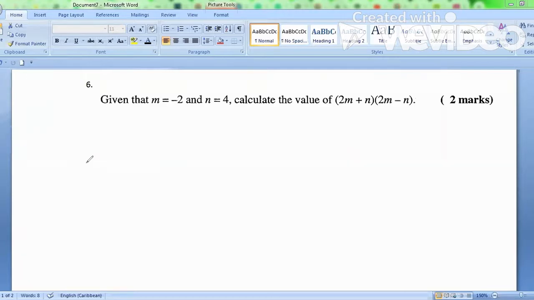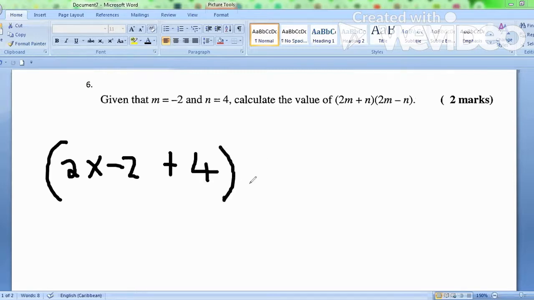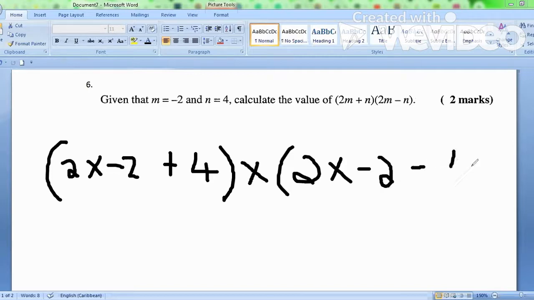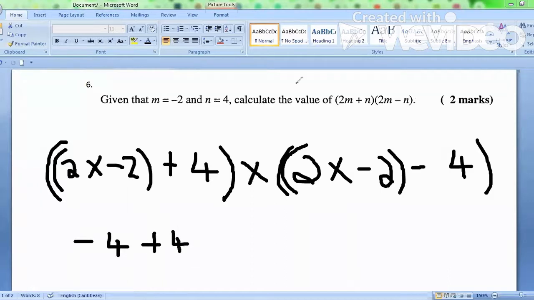All right, so let's look at the first bracket. We have 2 times -2 plus 4, multiplied by our next bracket, 2 times -2 subtract n, which is 4. So you see why brackets are important? You bracket those two here. So 2 times -2 is -4, plus 4 equals 0. Which is correct, which is 0.